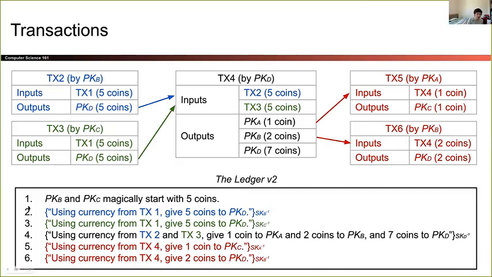So we have the same 2 input transactions here. Transaction 4, which is the one that we're focusing on, says that transactions 2 and 3 are inputs. And it just says give 1 coin to Alice, 2 coins to Bob, and the remaining 7 coins to Dave, myself. And this is the second and I guess final version of the ledger that we're going to look at today.